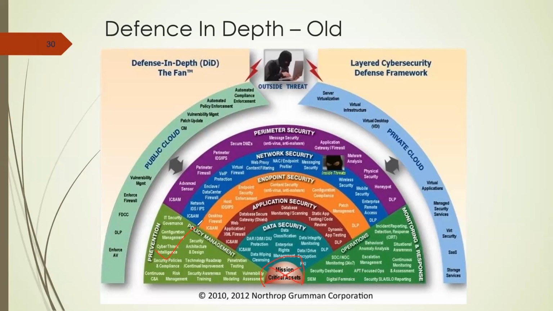Next are operations. We need to monitor and respond to what is happening. And here I'm talking about several other tools that you can use in monitoring any network. Data security is important, followed by application security, endpoint security, network security, perimeter security, that's the physical, and cards and all of that.